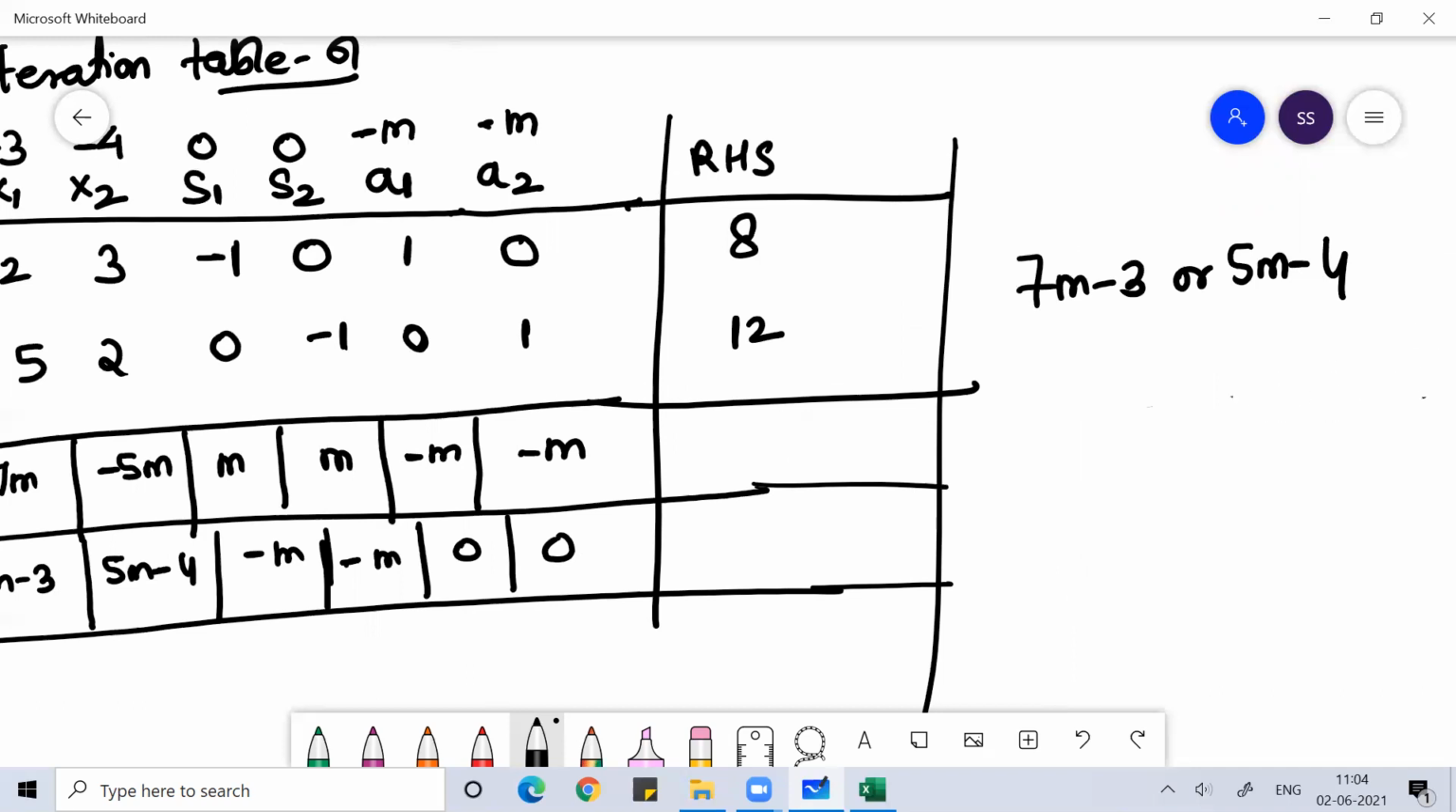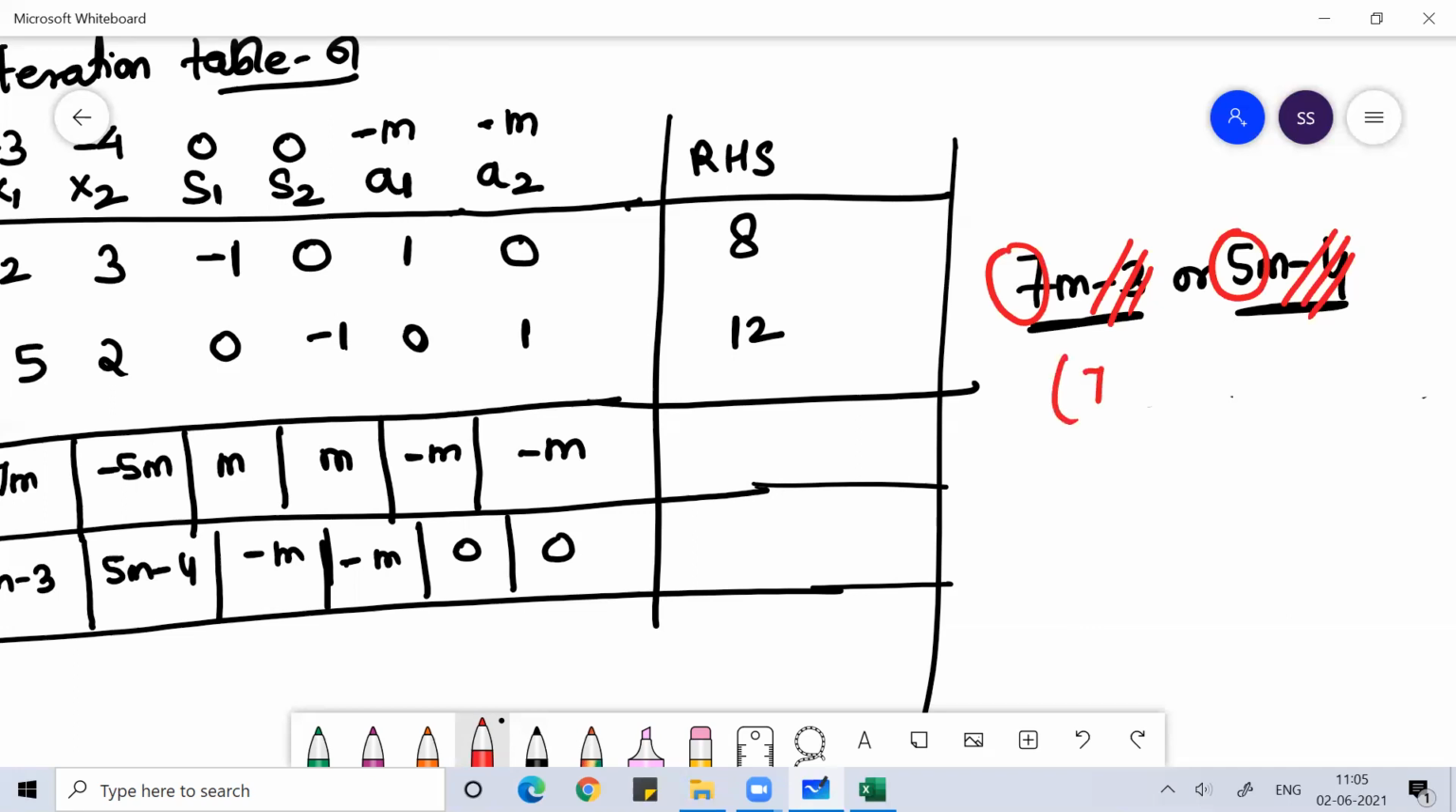So guys, please understand that M is a very large value, close to infinity, but it's not infinity. Out of these two values, which is bigger? Here the constant doesn't matter, because 7M is a very, very big value, and if you subtract 3 from it, it will not make any impact. Similarly from 5M, subtracting 4 makes no impact. What matters is the coefficient attached to M. With that we'll decide.